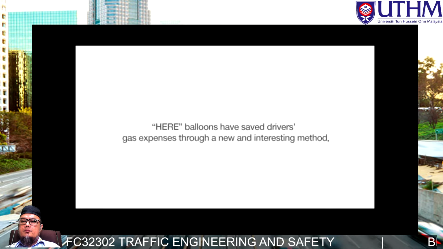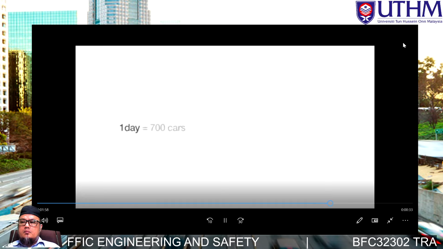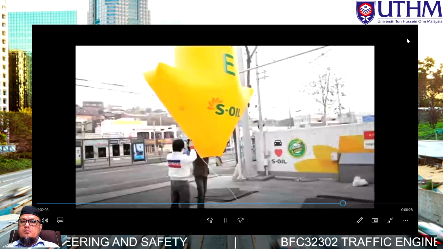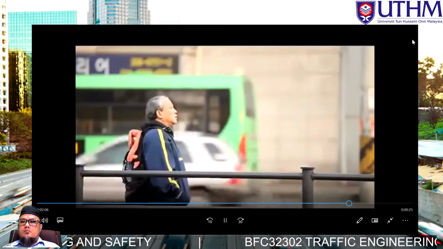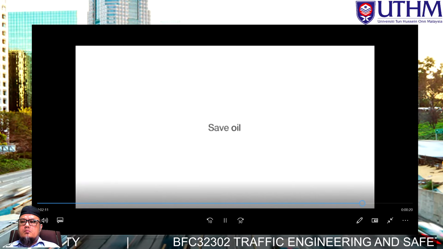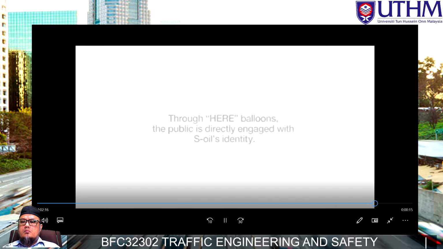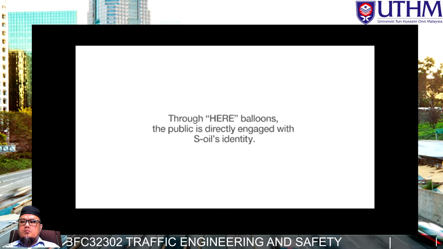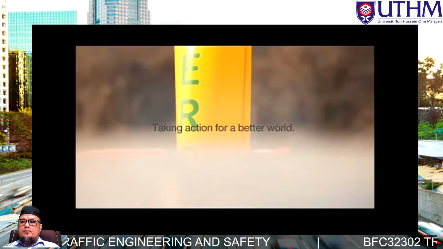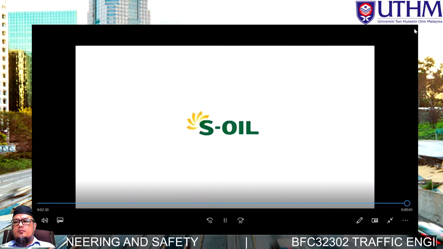HERE balloons have saved drivers' gas expenses through a new and interesting method. S-Oil, the oil seller, gained the impression of an oil-saving company. Save oil, save time, save money. HERE, taking action for a better world. Save oil, save Earth. S-Oil.